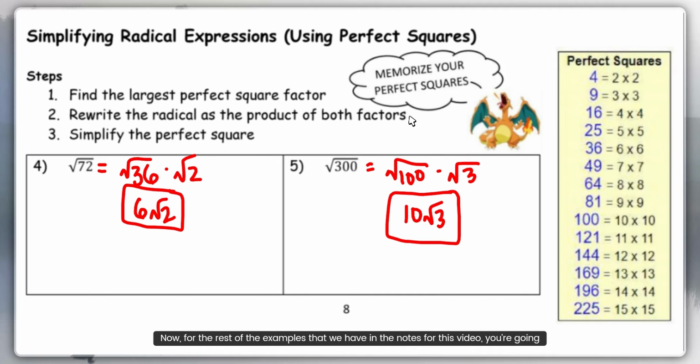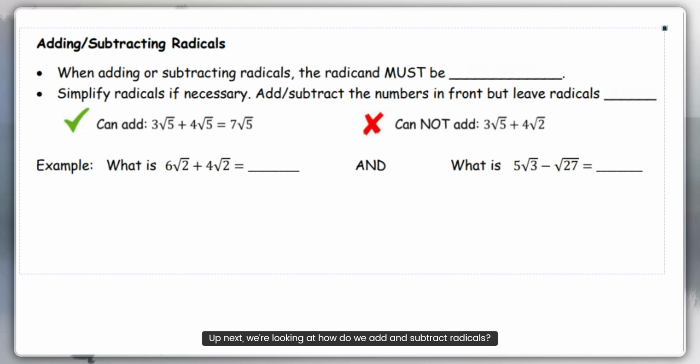Now, for the rest of the examples that we have in the notes for this video, you're going to see me simplify the radicals like this. So let's go ahead and look to see what we have up next. Up next, we're looking at how do we add and subtract radicals.